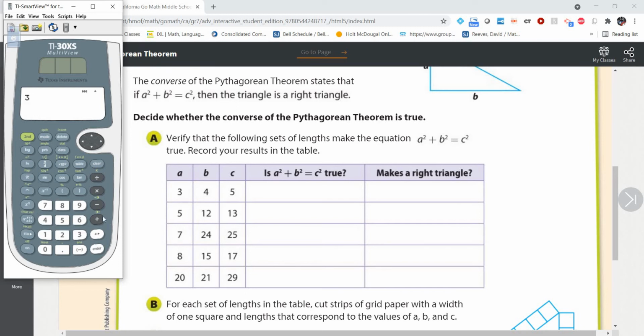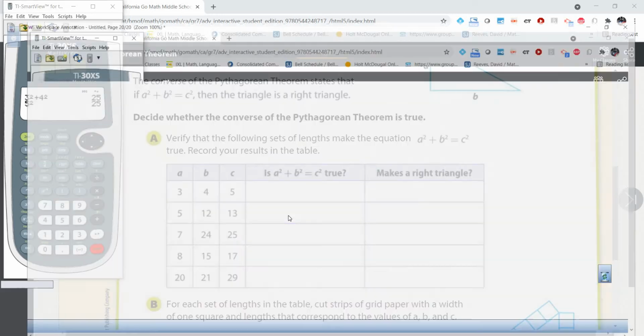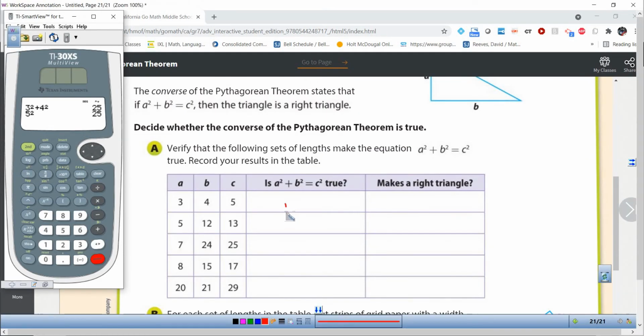We're going to go 3 squared plus 4 squared. And when we do 3 squared plus 4 squared, we get 25. All right, and if we do 5 squared, we also get 25. So is a squared plus b squared equal to c squared true? Well, the answer is yes, you can see it right there. There's a squared plus b squared, and there's c squared. Makes a right triangle. Yes.